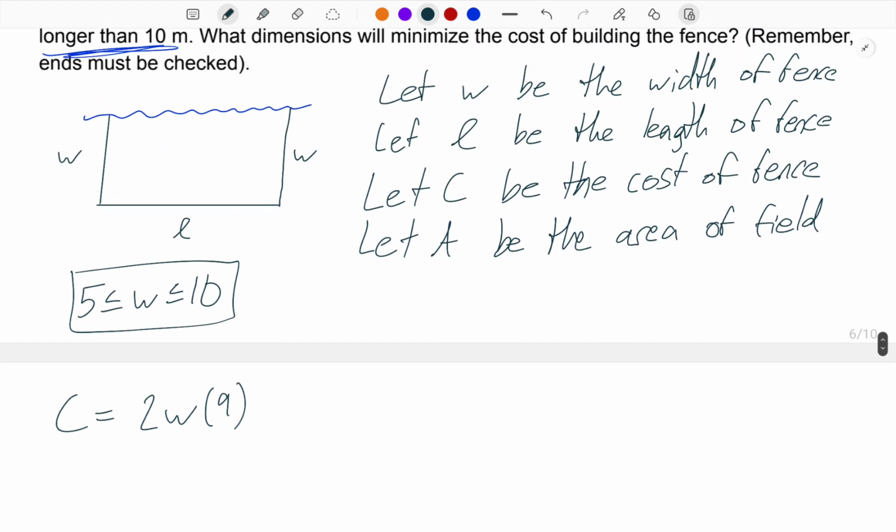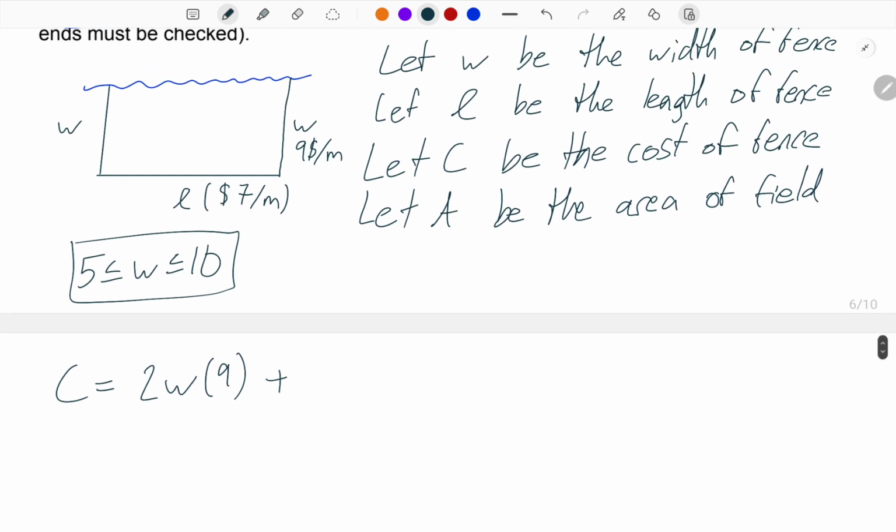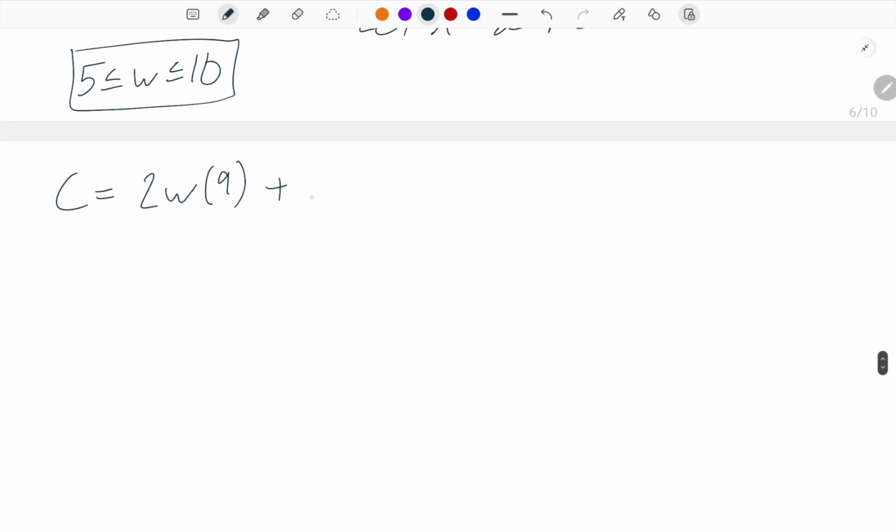In fact, it might be helpful to include that on the diagram. So we have width there at $9 per meter, and the length, that's $7 per meter. For the length here, there's only one length, since we don't need the river to have a fence on it. So just one length times 7. Let's neaten that up a little bit. It's going to be 18W plus 7L: 18 times the width plus 7 times the length.